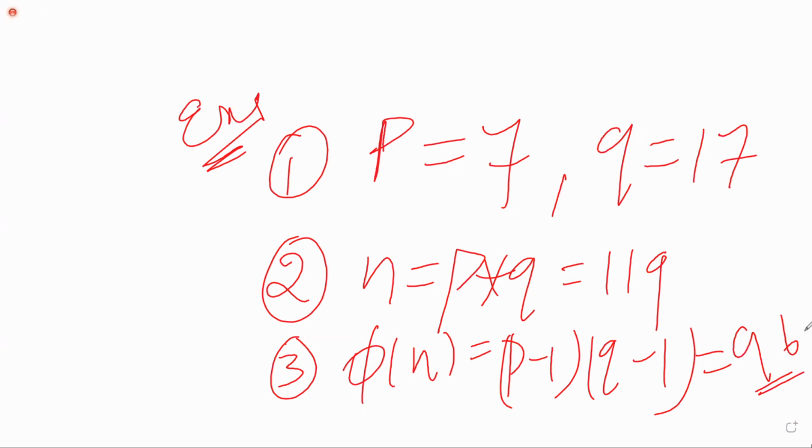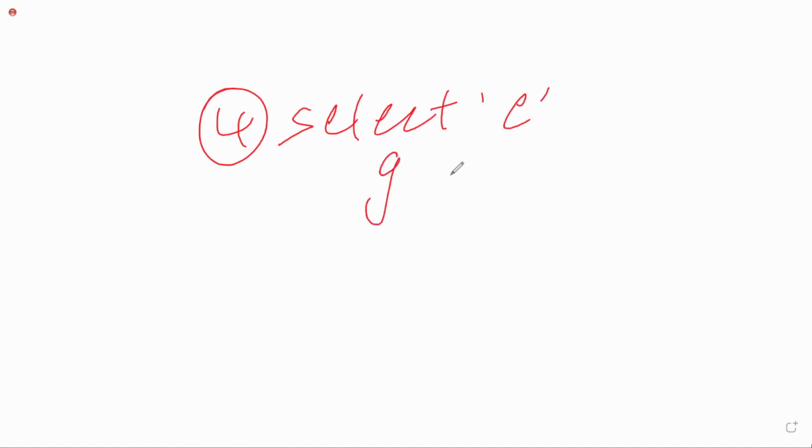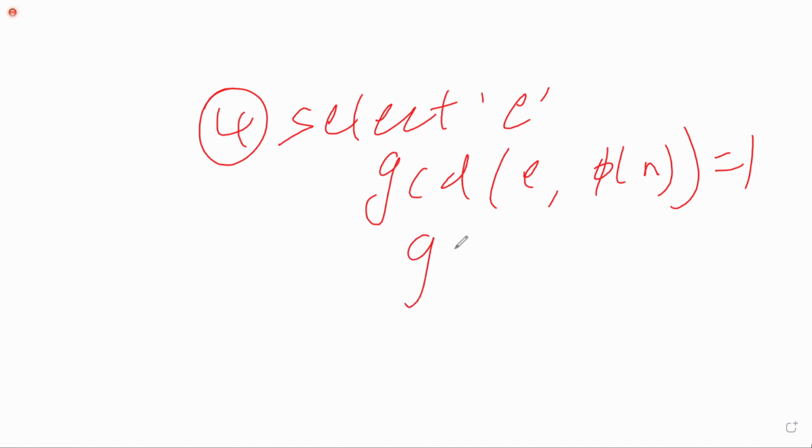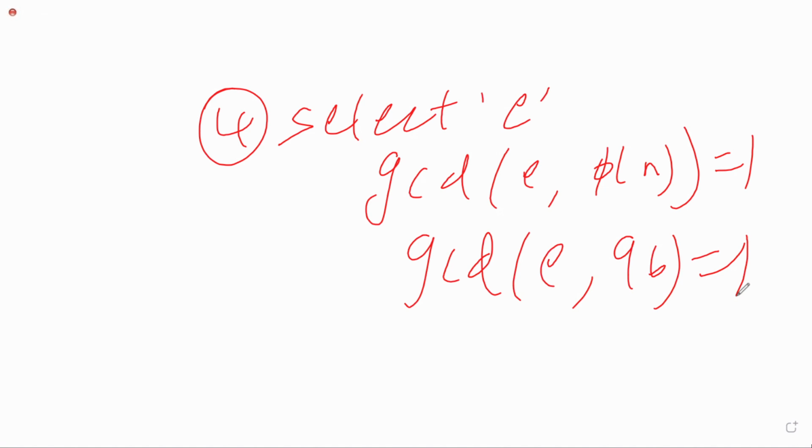And the fourth step is, what is the fourth step? The fourth step is, Bob should select the E value, where GCD of E comma phi of n should equal 1. Whichever value satisfies that. So what is phi of n? That is 96. So Bob needs to select one key, that is E. E is nothing but the public key, where the GCD of E and phi of n should be 1.